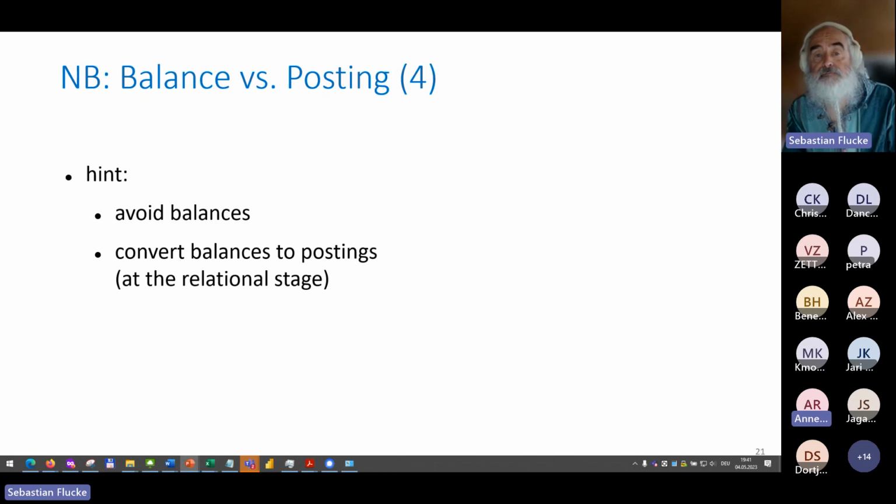And the hint is: avoid balances as much as you can. One good way to do that is to convert balances to postings on the relational stage using new value minus old value, that is, new balance minus old balance, as a kind of virtual posting. And so you convert your balances into postings, and then you are back on the posting side and don't have to deal with all that strange balancing stuff. Questions regarding that?